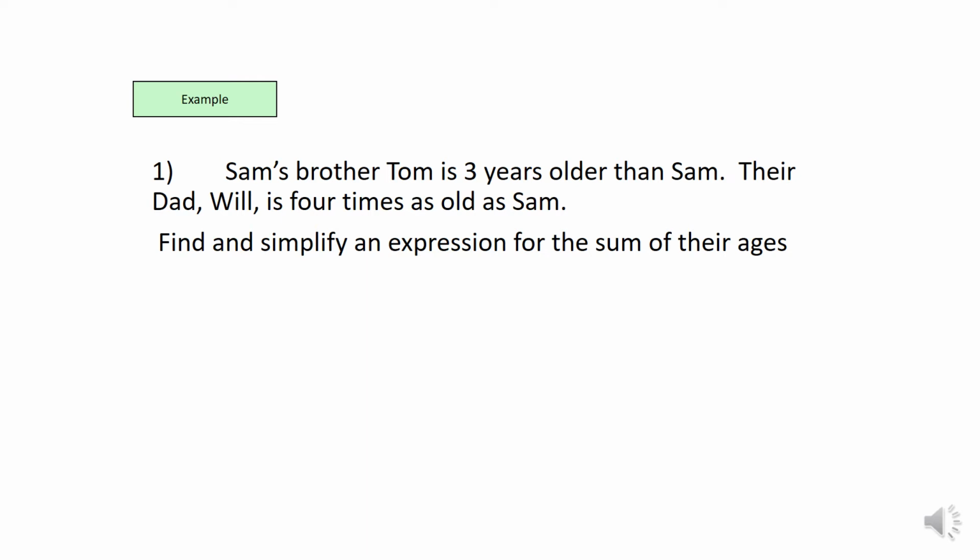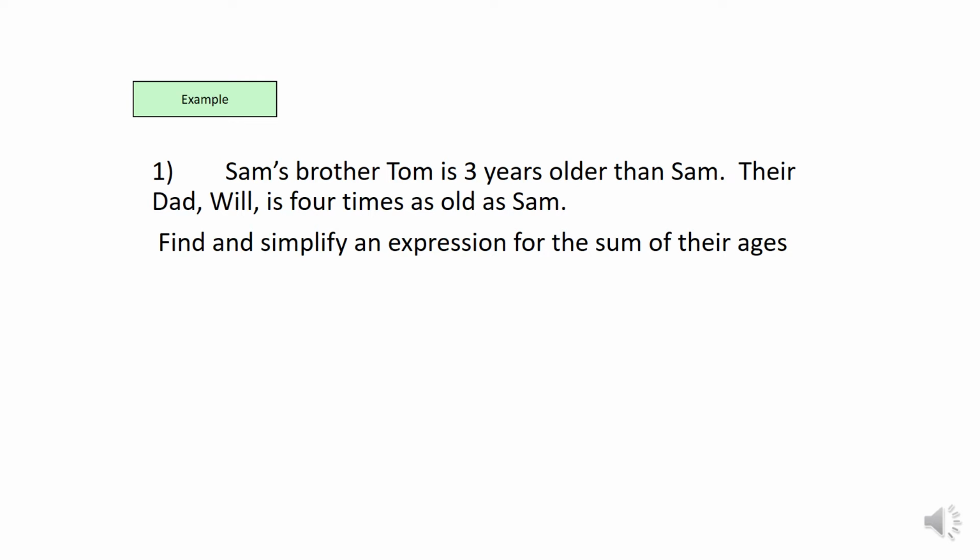So first things first, we don't know how old any of them are. We just know that Tom is 3 years older than Sam, and their dad Will is 4 times as old as Sam. Okay, that's the only information we've been given. Now, the second part is asking us to find and simplify an expression for the sum of their ages. Okay, but first of all, we need to know what their ages are algebraically.